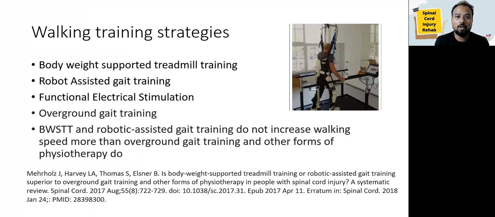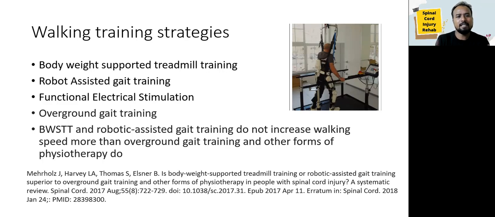One of the main goals or interventions is walking training. Several interventions are used. This is the list of commonly used interventions: body weight support, treadmill training, robot assisted gait training, FES, functional electrical stimulation, and overground gait training. The current evidence supports that body weight support, treadmill training, and robotic assisted gait training do not increase walking speed more than overground training. That is, overground walking training seems to be far better. I mean, at least equal, if not better, in terms of improving walking function.